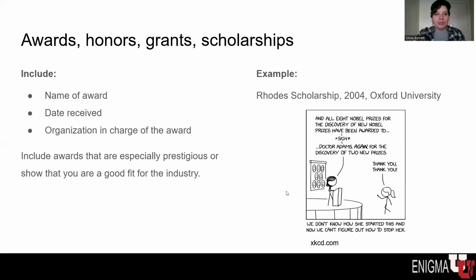You can also include any awards that you have. If you have a lot of awards, then just pick the best ones or the ones that are most relevant to your application. So we've got the name of the award, when you got it, and where it came from. And, XKCD comic, if you can discover new Nobel Prizes, you can put that in your CV.